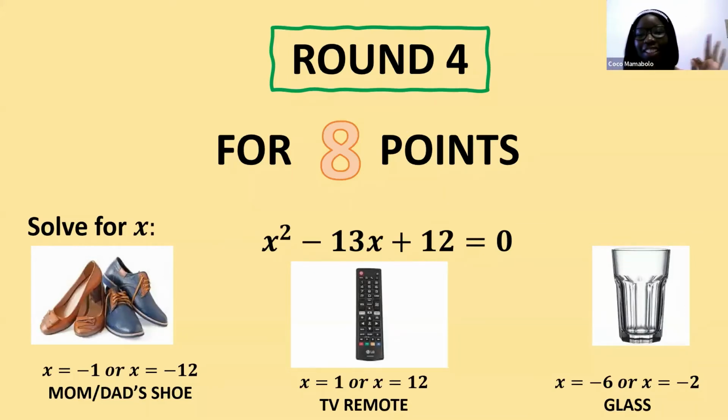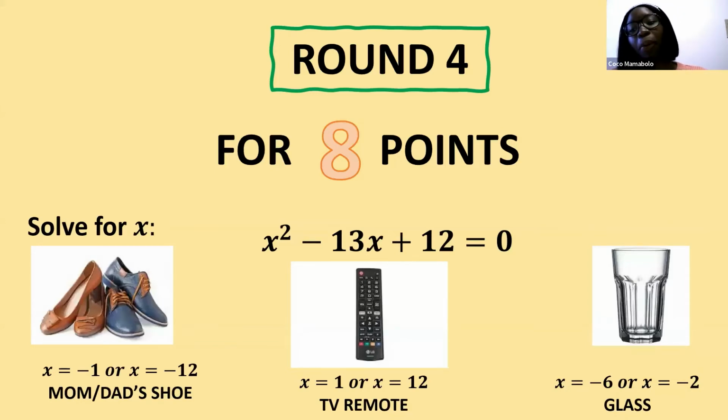Oh, excellent. But remember, when we are doing FOIL, the middle numbers need to add up to negative 13. So we're looking at the factors of 12 that when multiplied together will give us positive 12, but when added together will give us negative 13. That would have been x minus 1 and x minus 12, because we're looking for that negative 13.